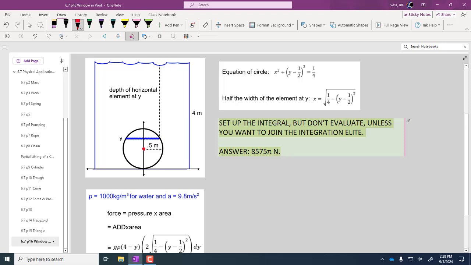This is a circle centered at 0, 1/2. So the equation of the circle is x minus 0, quantity squared, plus y minus 1/2, quantity squared, with center 0, 1/2. That's the equation of the circle. And then the right-hand side is just the radius squared.